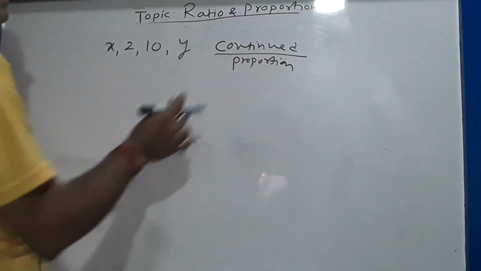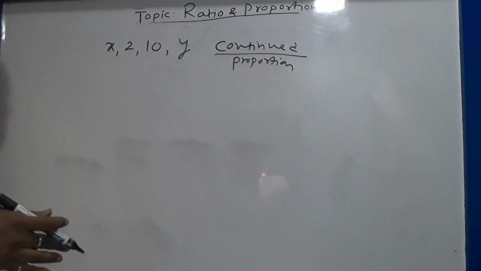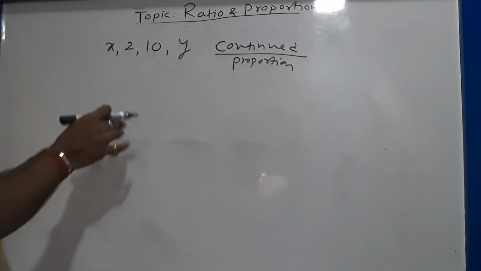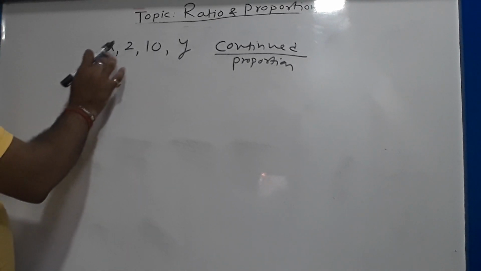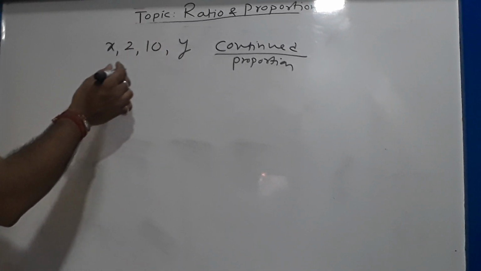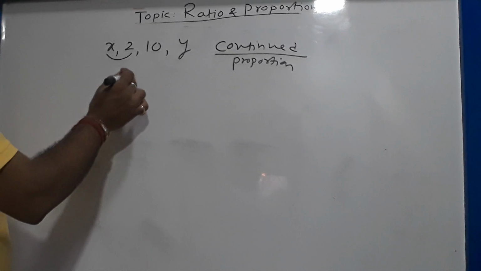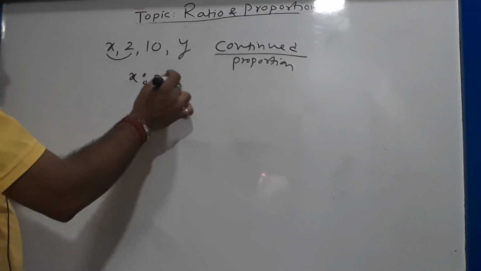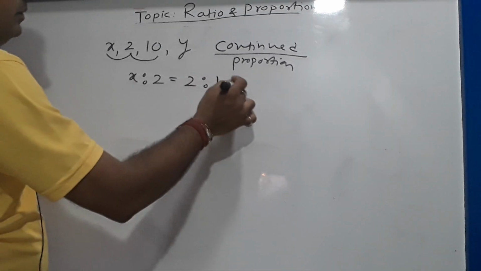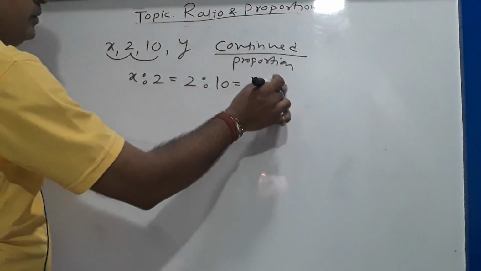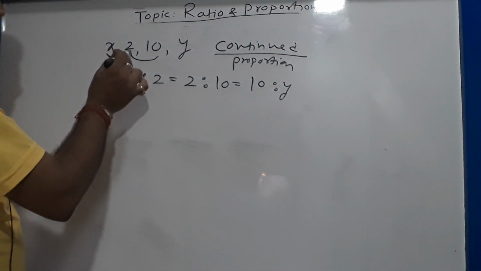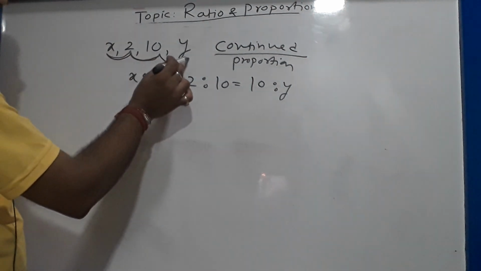Now for three numbers, we take b square is equal to AC. If there are more than three numbers, we go by the definition of continued proportion. There are four numbers x, 2, 10, y in continued proportion. So we go by the definition: x ratio 2 is equal to 2 ratio 10 is equal to 10 ratio y.